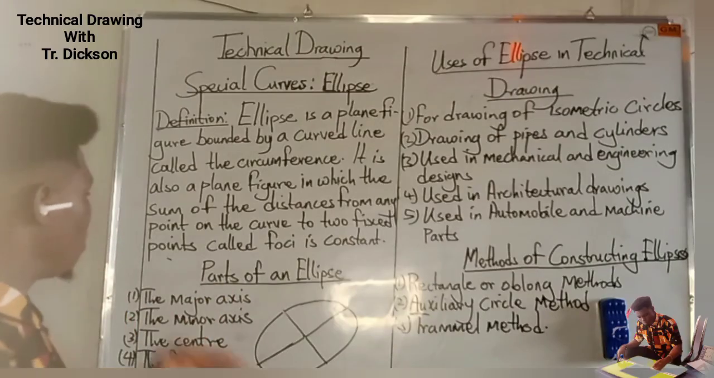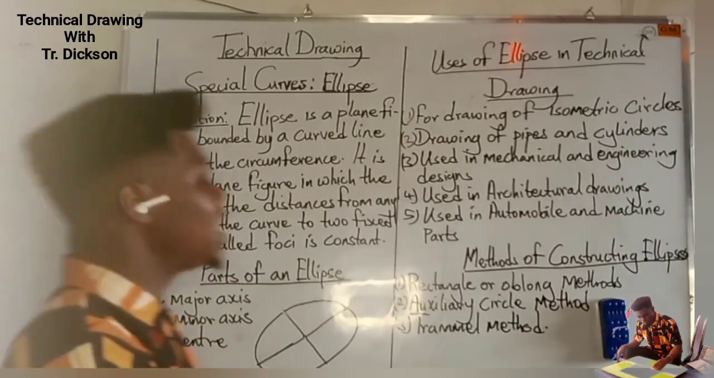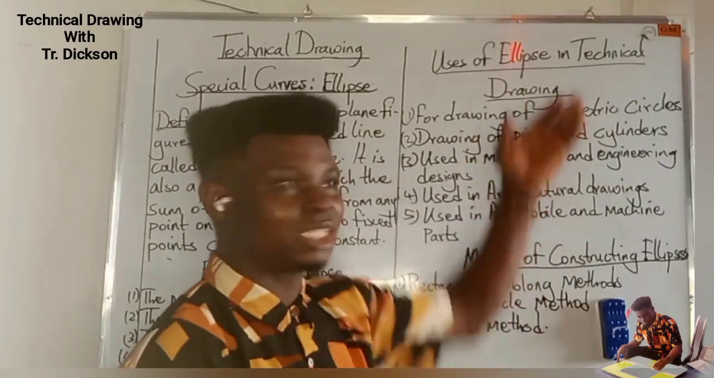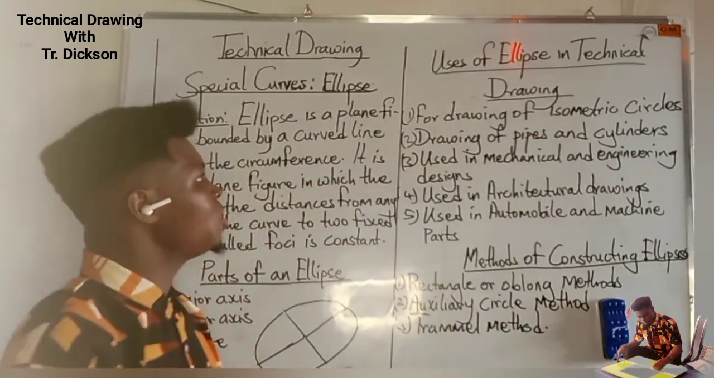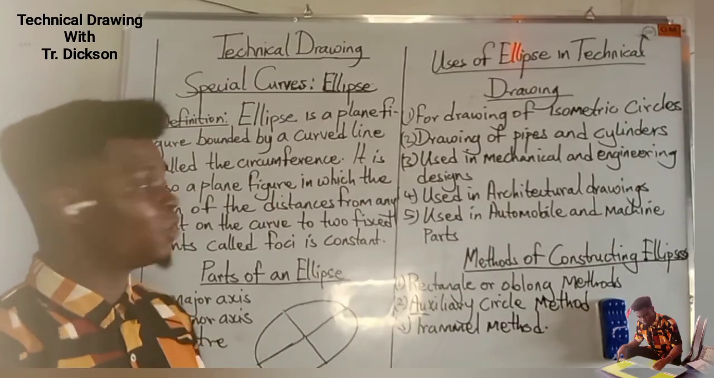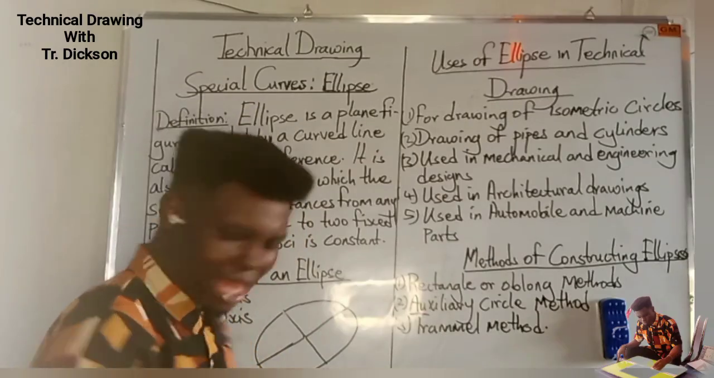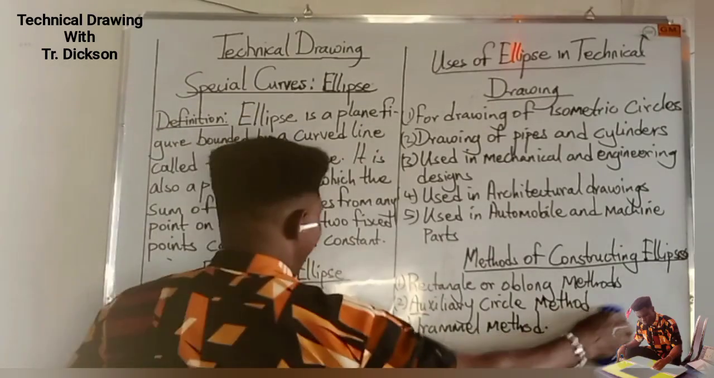After we have done the parts, we want to take a look at the usefulness of the ellipse in technical drawing. I draw your attention to this side of the board. What do we use this ellipse for in technical drawing? Do we just draw an ellipse? What's the usefulness? Number one, we use it to draw isometric circles.